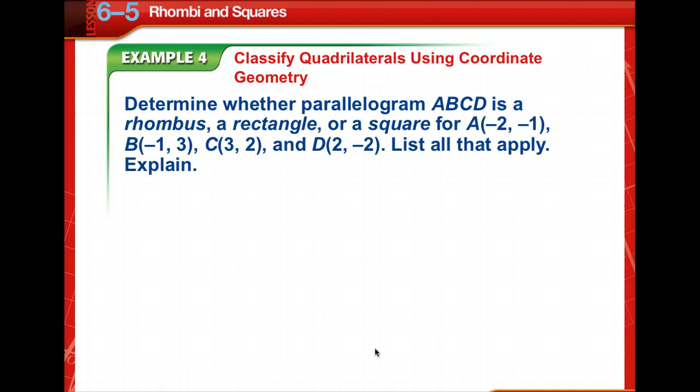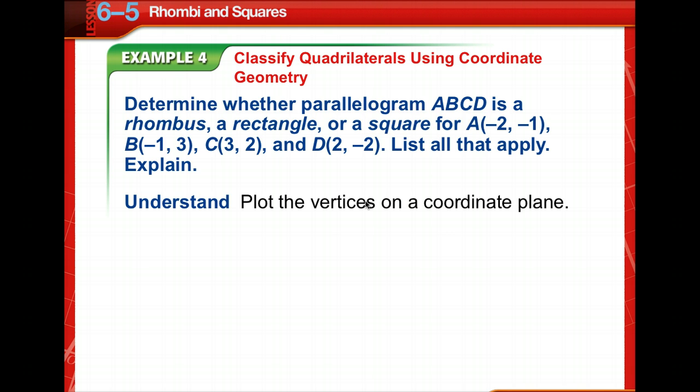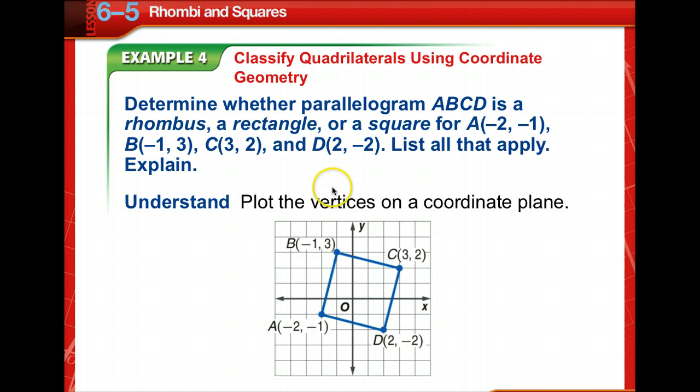Earlier, you used coordinate geometry to classify triangles. Now, coordinate geometry can also be used to classify quadrilaterals. Here we're going to, first of all, plot these vertices. We're going to plot them on a coordinate plane so that we know exactly what size we're looking at and which 2 points make up the diagonal.